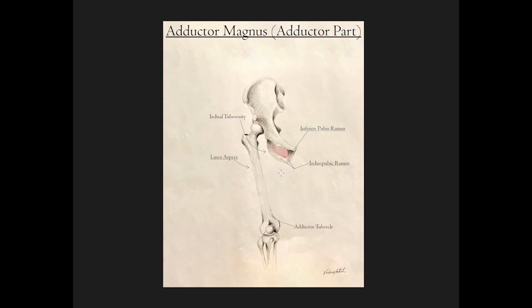And then from there, it's going to go to insert onto the linea aspera. Remember that the linea aspera is a long line behind the femur on the posterior aspect of it. And then we're going to have the adductor tubercle down here, okay? The adductor tubercle. And like in the previous video for the hamstring part, I underlined the attachment sites that function as the adductor over here, okay?